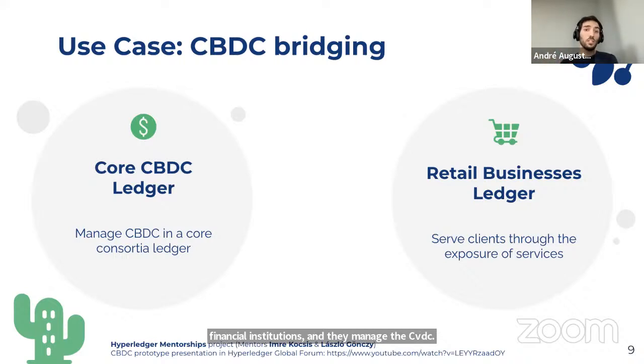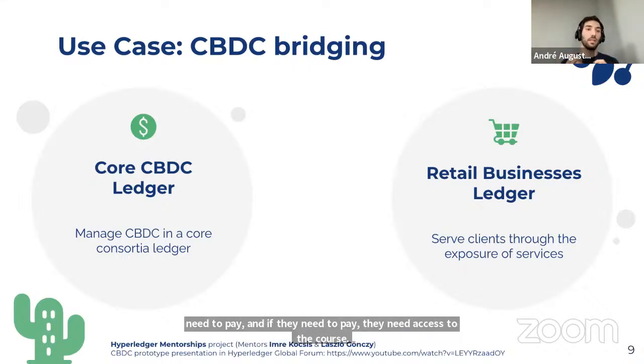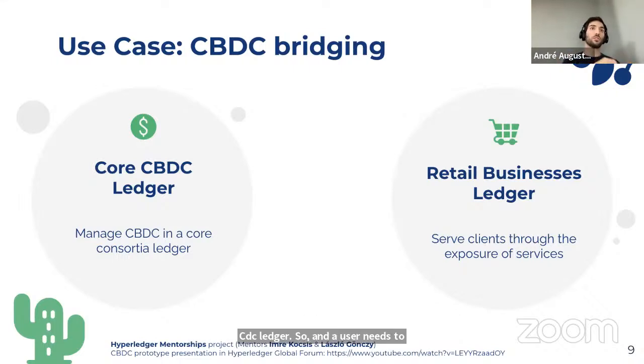And then we have other ledgers. This can be retail businesses' ledgers that serve clients through the exposure of some services. So basically, clients can access those services, and of course, they need to pay. And if they need to pay, they need access to the core CBDC ledger. So a user needs to be able to transfer tokens from one ledger to the other and the other way around as well.